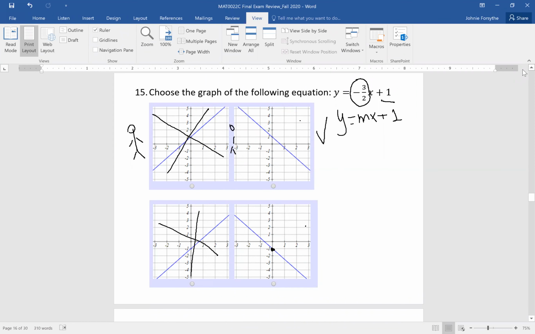No, you did. The slope is negative, it goes down. No, that's good. Okay. Let's see.